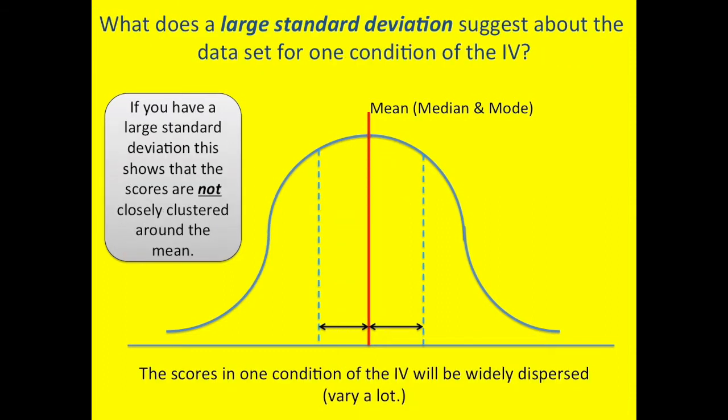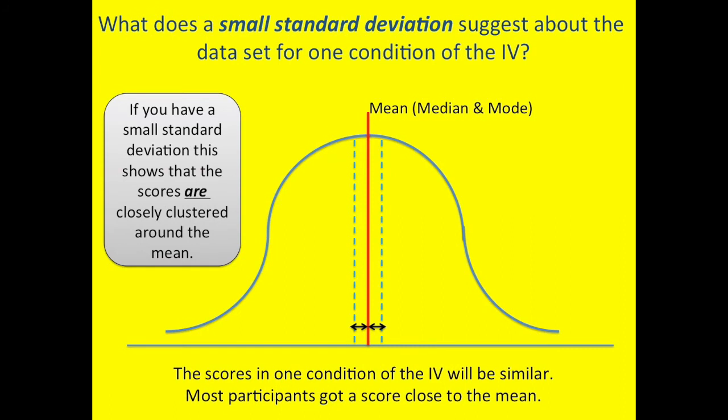What does a large standard deviation suggest about the data set for one condition of the IV? If you look at this picture, you can see a large standard deviation, and so if you actually look at it, you can see that one standard deviation from the mean, all the data is very spread out. That shows us that the scores will be widely dispersed, or that they will vary a lot. So if you have a large standard deviation, this shows us that the scores are not closely clustered around the mean. And the opposite is true for a small standard deviation, as you can see here.